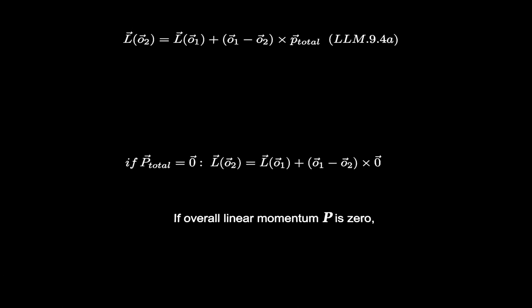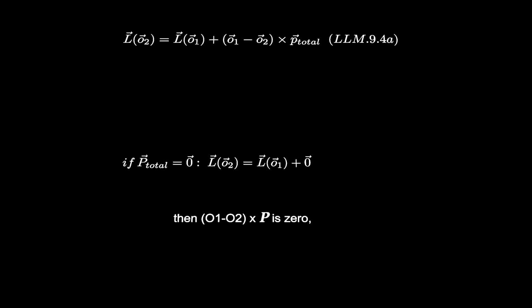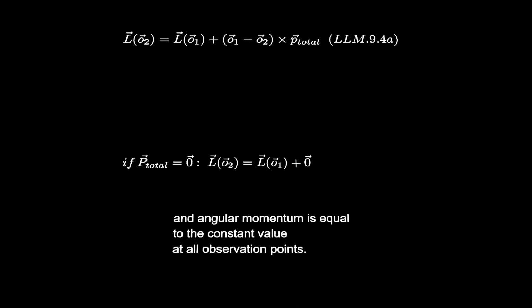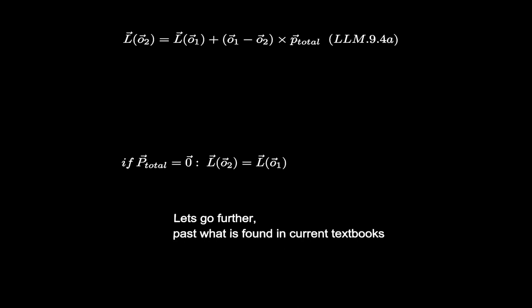If overall linear momentum p is 0, then O1 minus O2 cross p is 0. The portion of the field that spatially varies due to linear momentum is 0. And angular momentum is equal to the constant value at all observation points. Let's go further past what is found in current textbooks. Displacement equations.